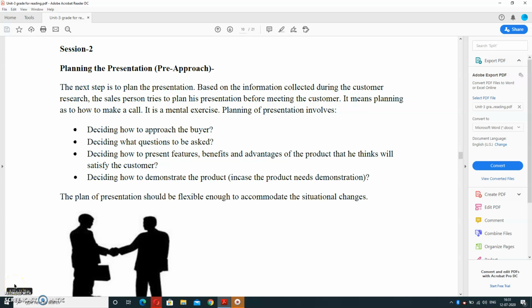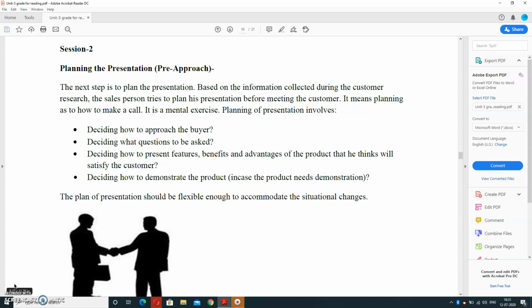Good morning, students. In the previous session of Unit 3, we discussed what a prospect is, what qualifying a prospect is, and how to select a prospect. Now, in session 2, we are going to start with planning the presentation, that is the second step.